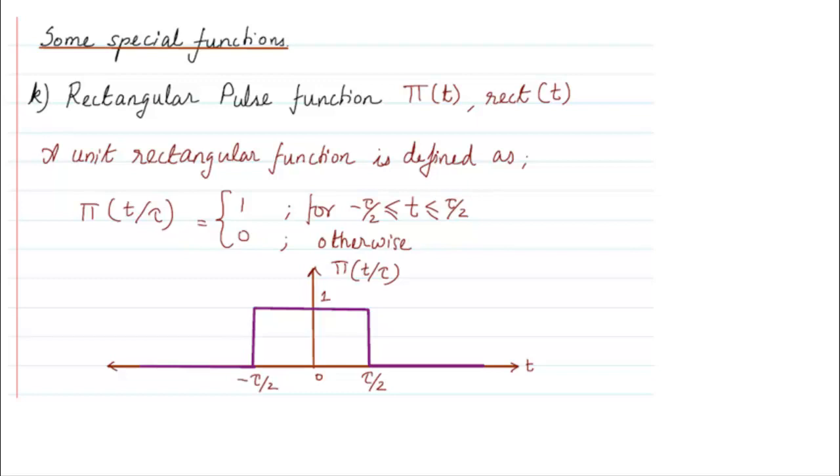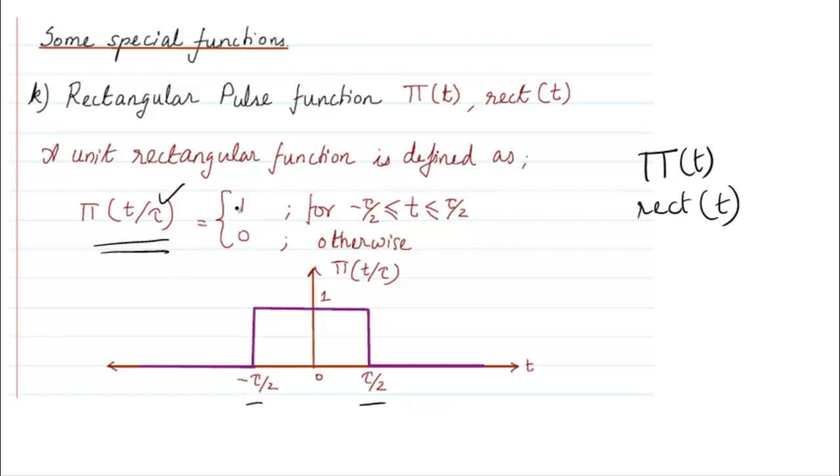Next we will look at some of the special functions. The first special function that we see is the rectangular pulse function, which is written as capital pi of t, or sometimes in some textbooks it is also written as rect t, where rect stands for rectangular. So the rectangular pulse is mentioned like that, and we have drawn it with respect to tau. You should understand what tau is. Tau is basically the value up till which the pulse exists.